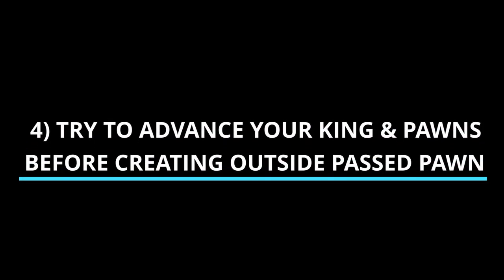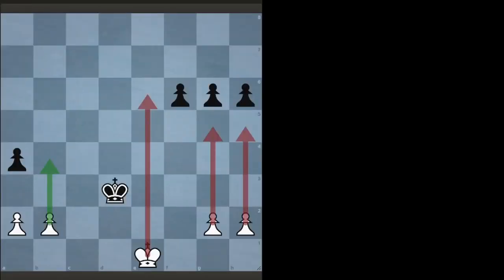You need to know and remember that before creating an outside passed pawn, you need to try to advance your king and other pawns. In this case, as you can see, if it is white to move, white can draw with b4. This is the only move that draws, and in this position it is pretty much a miracle, because black's king is very, very active, white's king is super passive, and the pawns are on the initial position. Therefore, try to advance your king and your pawns as well.